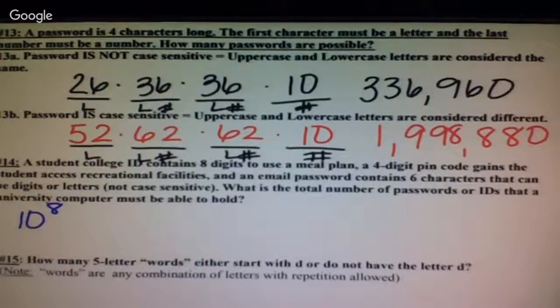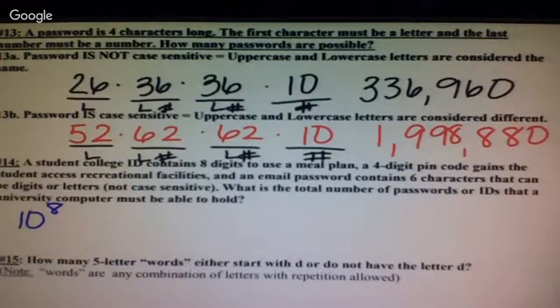This is just another way to write out that I've got 1, 2, 3, 4, 5, 6, 7, 8 slots, and this is 10, 10, 10, 10. This is 10 to the 8th power. I multiply 10 eight times. I'll put 8 zeros on it. Okay?